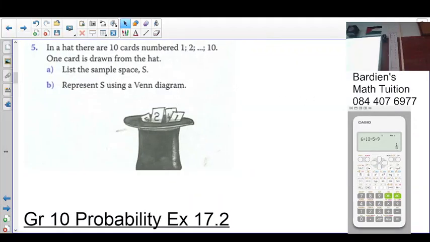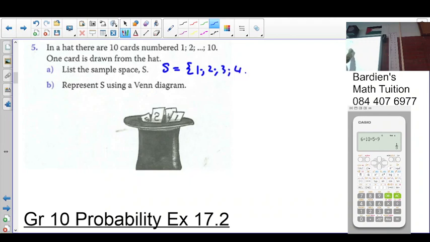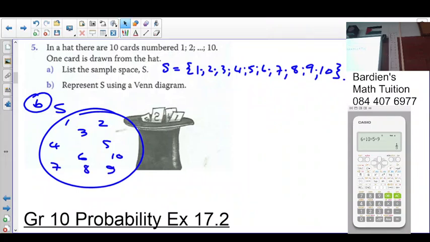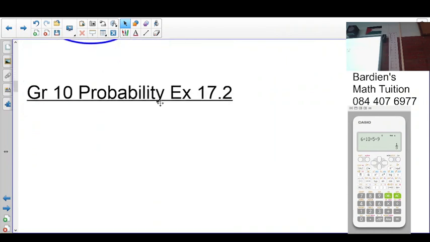In a hat, there are 10 cards, numbered 1 to 10. One card is drawn from the hat. List the sample space. What will the sample space be here? 1, 2, 3, 4, 5, 6, 7, 8, 9, 10. Using the Venn diagram, the sample space is 1 to 10. Do you guys understand? Okay, let's carry on.